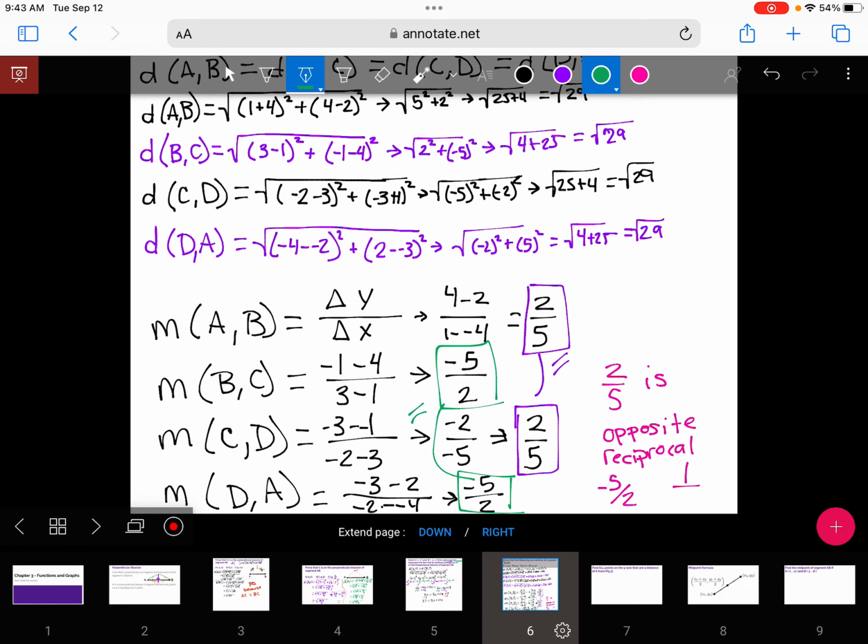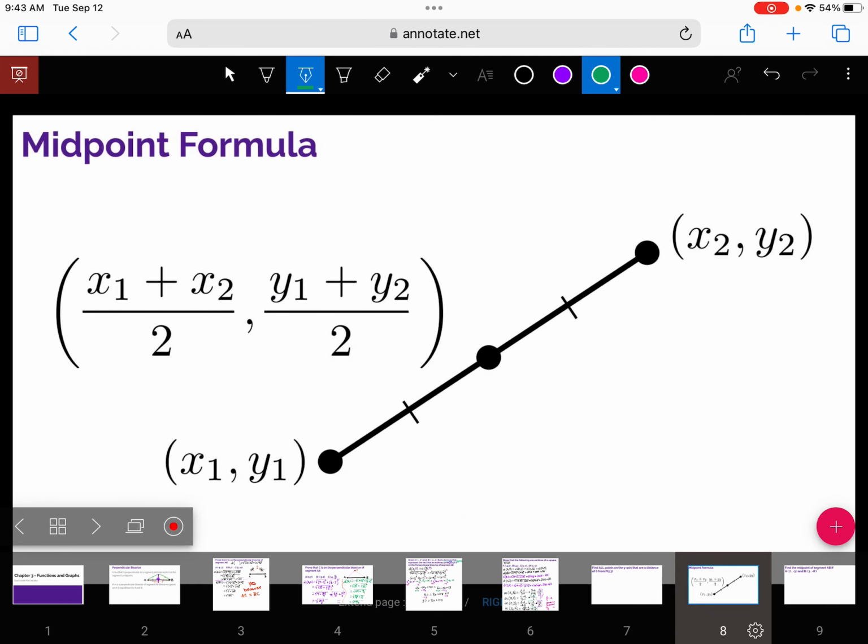Okay, we have one more piece you're gonna need. Midpoint formula. We talked about midpoints. Y'all know how to do midpoints. You guys have done midpoints before. Find your distance and cut it in half. That's your midpoint.